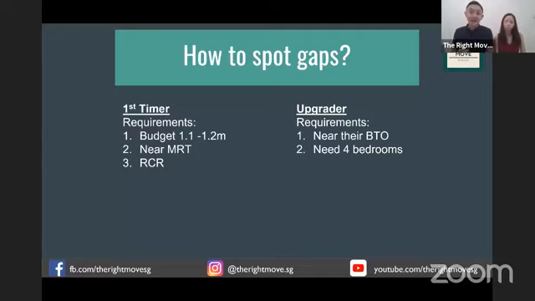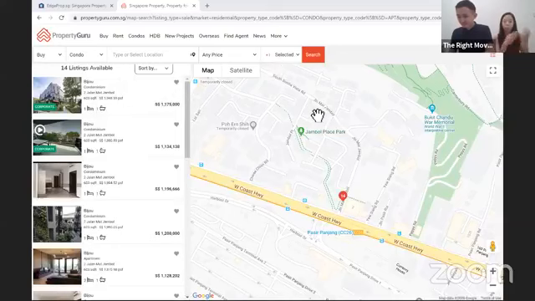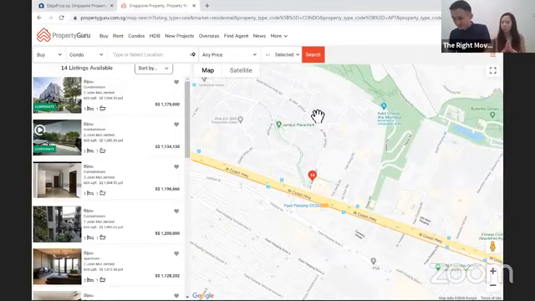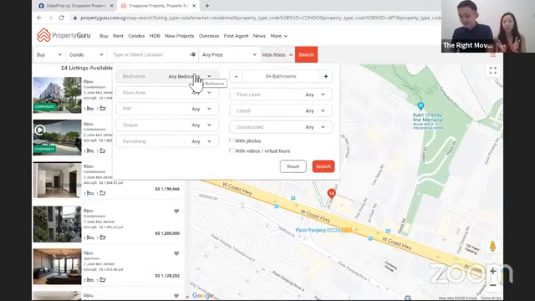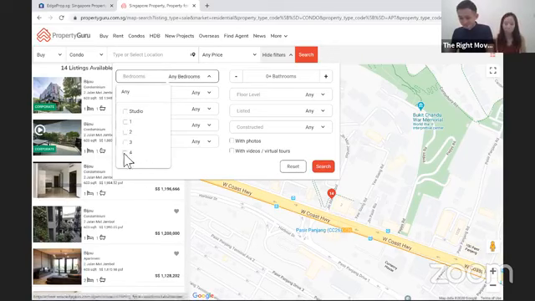The next exercise that we will do is actually looking at upgraders. Upgraders tend to want to stay near their BTOs. For this exercise, we assume that the upgrader will want 4 bedrooms, which is quite common nowadays. Some types of profile would be the parents, the couple with 3 kids and a helper, or maybe 2 kids and a helper, and they also need to house their elderly parents. So, 3 generations in a house. Typically they need at least 4 bedrooms of a good size.